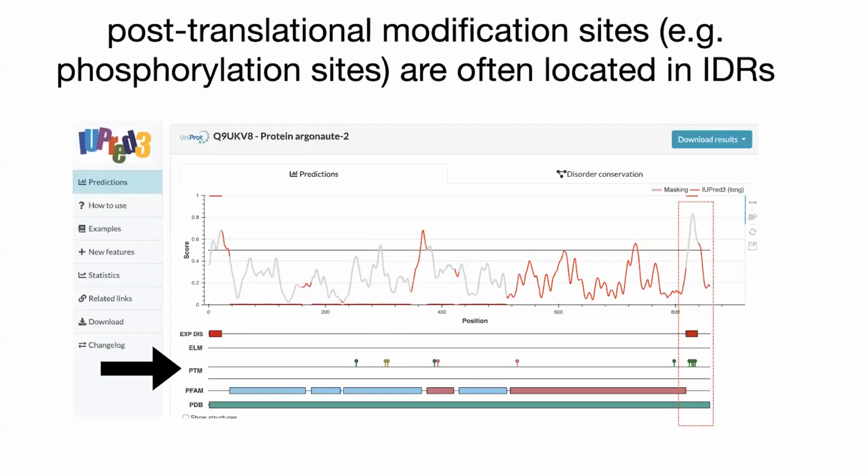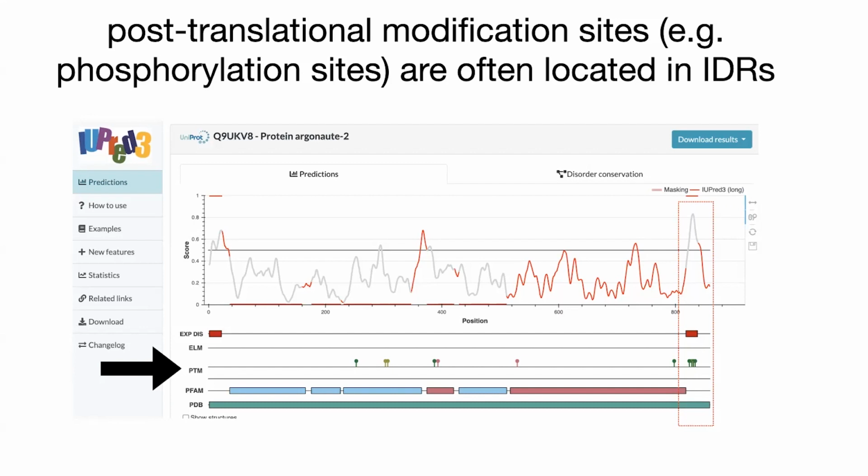Another thing I wanted to point out is that post-translational modification sites, so things like phosphorylation sites, are often located in IDRs. And sometimes having the modification actually changes the structure. But having that disorderedness, you can think of it as making it easier for it to get modified, with lots of flexibility for those enzymes to come in and modify it, all sorts of cool stuff.